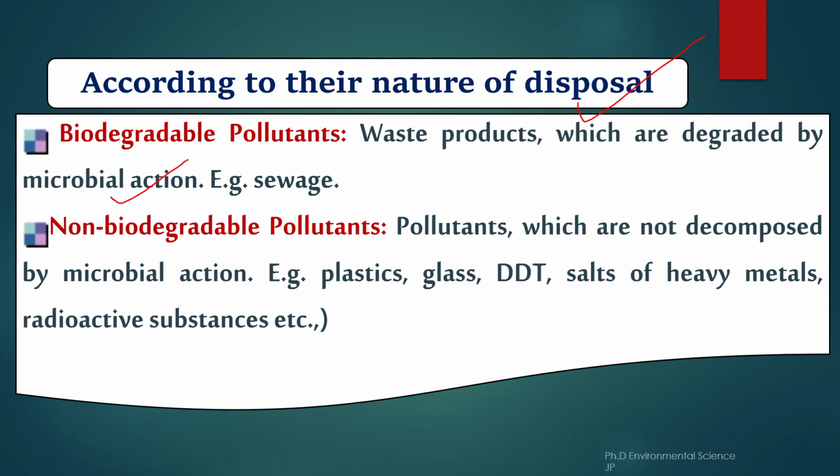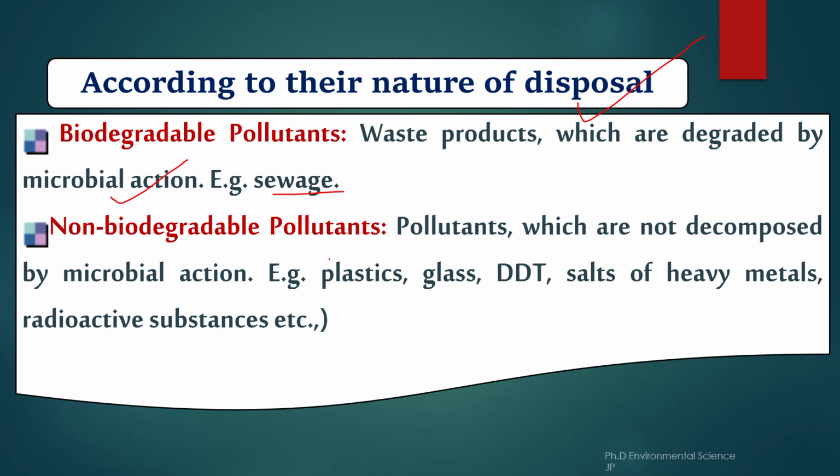As these organisms consume biodegradable materials, they convert them into simpler substances like water, carbon dioxide, organic matter that can be safely absorbed into the environment. An example of a biodegradable pollutant is sewage. When sewage is released into the environment, it is gradually broken down by bacteria and other microbes, reducing its impact on the ecosystem.